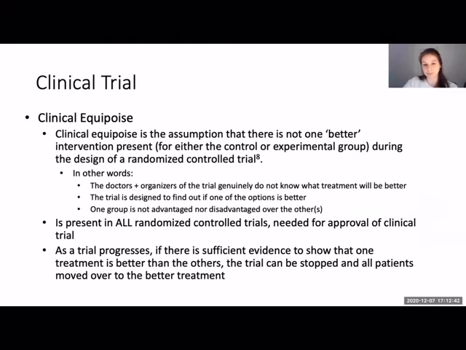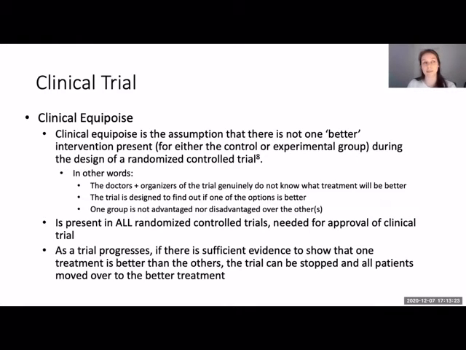Next slide, please. One key point that underlies all clinical trials is something we call clinical equipoise. This term can formally be defined as the assumption that there's not one better intervention present for either the control or the experimental group during the design of a randomized controlled trial. So what exactly does that mean? In other words, clinical equipoise refers to the fact that doctors and the organizers of the trials genuinely do not know what treatment will be better, and they're doing the trial to figure out if and which one of the options is better than the other.